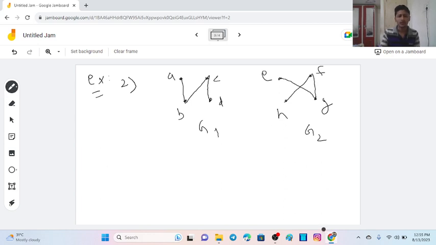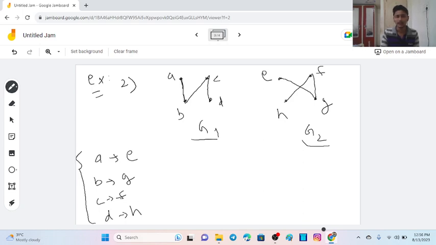Okay, so now if we map A to E, B to G, C to F, and D to H, then we can see there is a one-to-one correspondence between the set of vertices of graph G1 and the set of vertices of graph G2. And similarly, if I map this edge to this edge, and so on for the other edges, then there will be a one-to-one and onto map between the set of edges of graph G1 and graph G2. Okay. So again from our definition, these two graphs are isomorphic graphs.